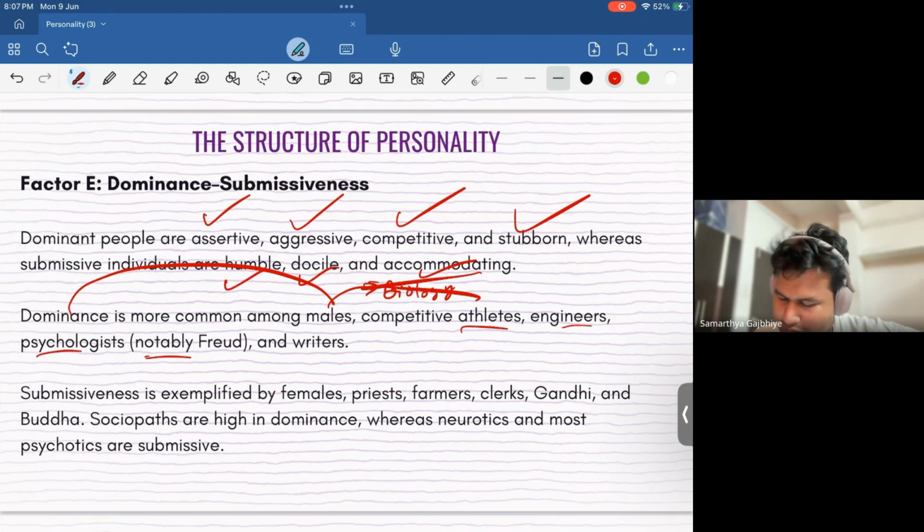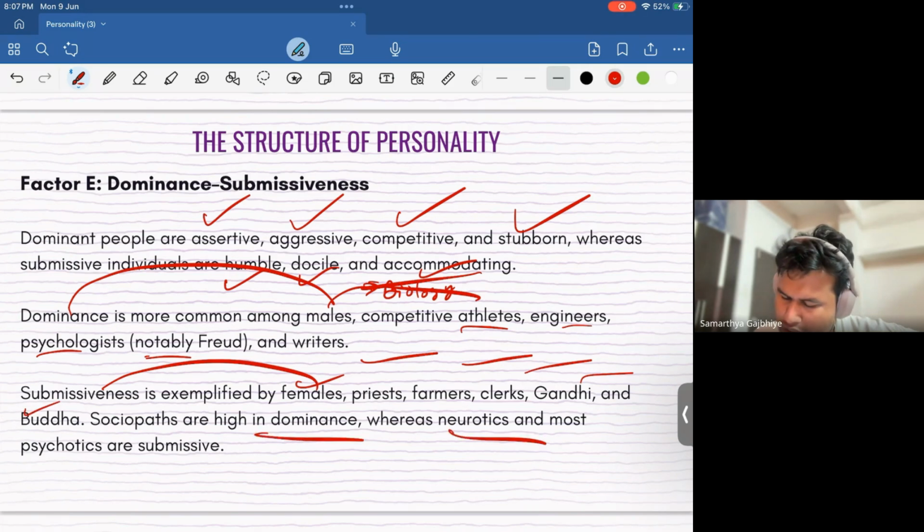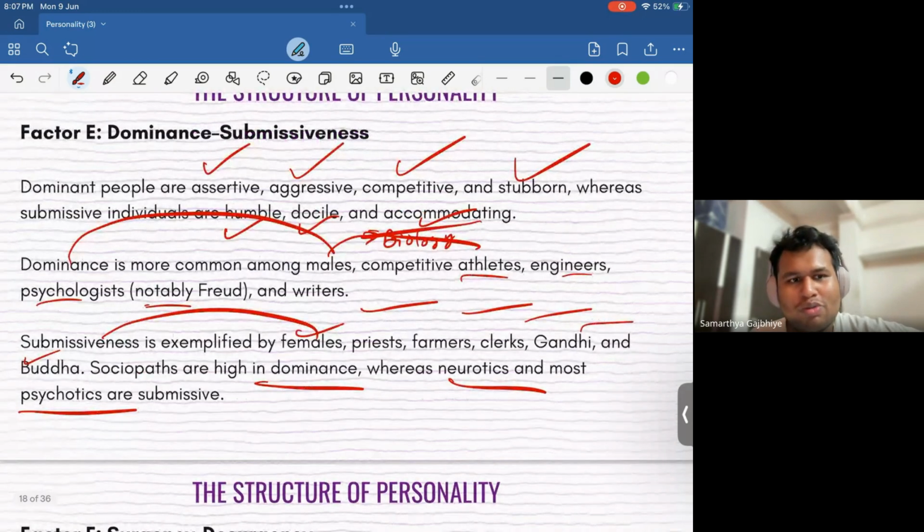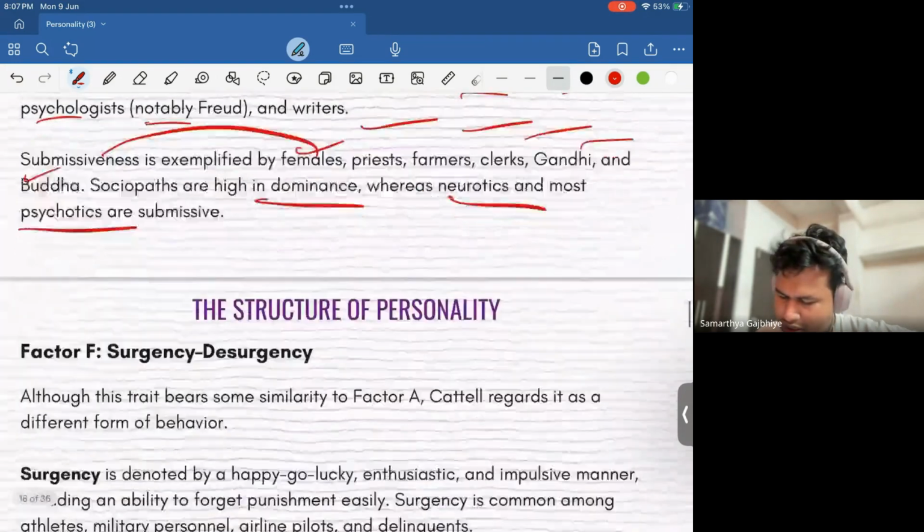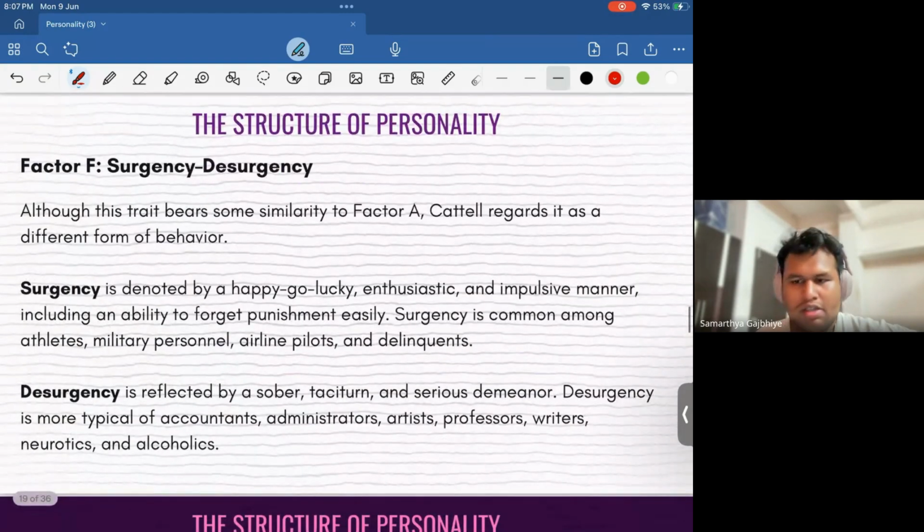Wow, खुद ही लिख दिया notably Freud. Submissiveness is exemplified by females. Wow. Priests, farmers, clerks, Gandhi. Wow. Sociopaths are high in dominance, neurotics and more psychotics are submissive. Okay. देखो कैसे what is the base of psychology you can see here. Do you guys agree with all of this? Yes or no? Quickly बताओ. No बोल रहा है. Shambhavi Singh, no. I don't know what no is. Okay. Thank you for not.